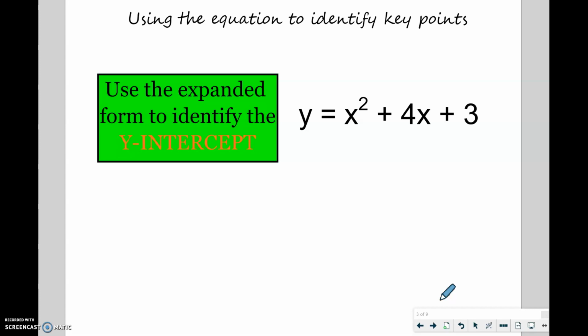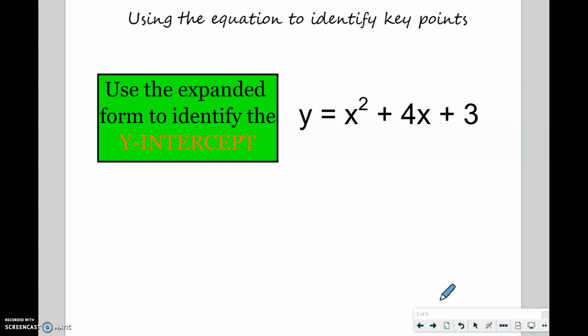So sometimes, depending on what we're looking for, you're going to want to use the expanded form of the equation, and sometimes you're going to need the factored form of the equation to get some other points. And that's why we reviewed at the beginning how to get both of those. So first one here, I'm going to walk you through the different points.